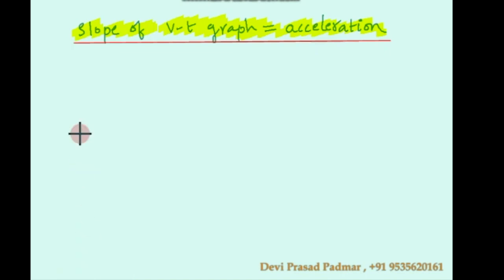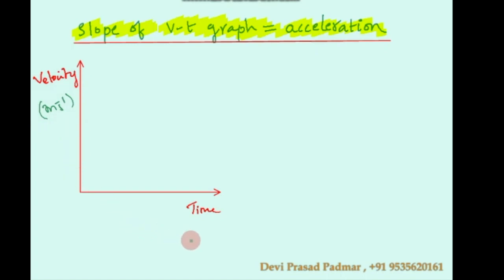So what do you mean by a VT graph? A VT graph is nothing but a graph drawn by taking time along the x-axis and speed or velocity along the y-axis. So what is the unit of speed? The unit of speed is meter per second, or the unit of velocity is meter per second, and the unit of time is taken in seconds. Like this, if you consider, that is nothing but a VT graph.